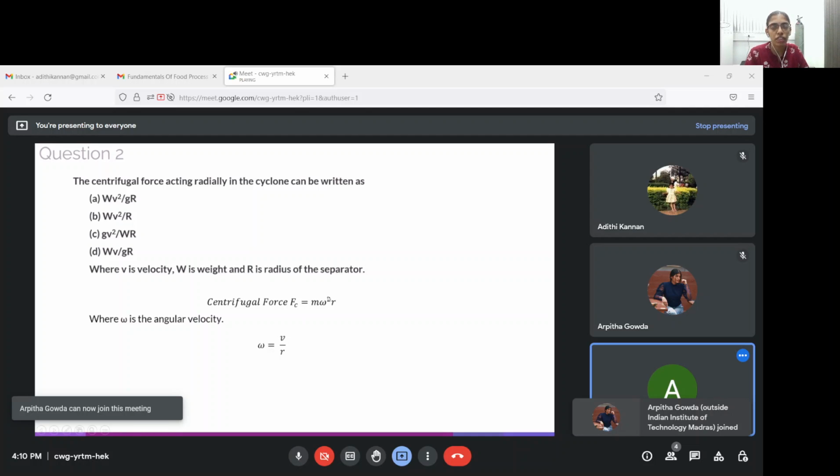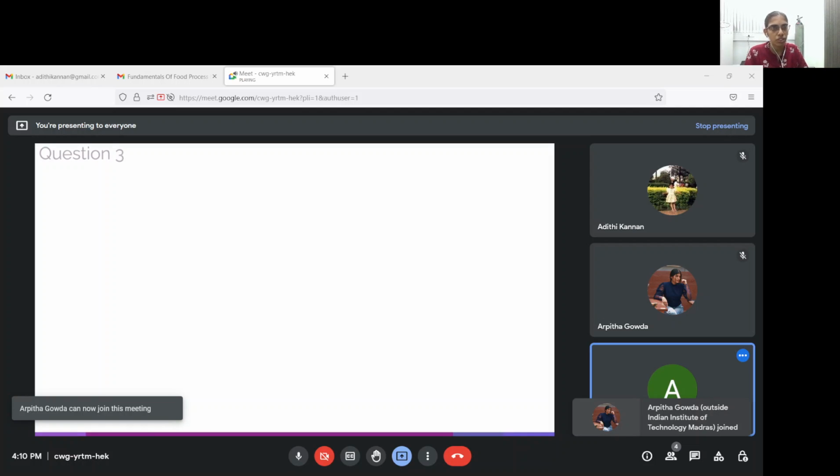This omega is actually given in radians per second, and angular velocity can be written in terms of the tangential linear velocity as v by r. So v is the tangential velocity and r is the radius from the center. Since all these options are given in terms of weight and not mass, weight is equal to m into g. So when you substitute omega and weight into this equation, m will be equal to w by g and omega square will become v square by r square. So r square and r will get cancelled, and what you will have is Fc is equal to W v square by g into r. So this is the equation for a centrifugal force in a cyclone separator. So the answer to this question is option E.